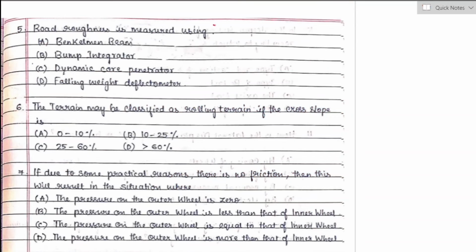Question number 5. Road roughness is measured using. Road roughness is measured using bump integrator. Option B is the right answer.